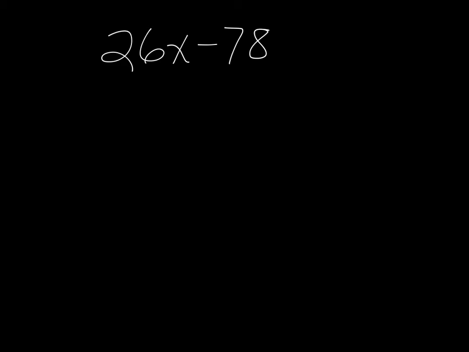So now let's look at this problem. 26x minus 78. Now you're going to look at this and probably not get the greatest common factor right off the top of your head. So let's go ahead and work through and figure out how we can find the greatest common factor. And I'm going to do my ladder method here. Write down 26 and 78. Now this is kind of tough as to what you may see as a factor here. But let's try some different numbers.